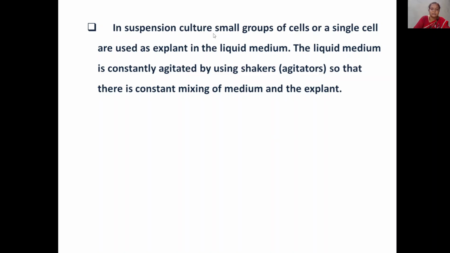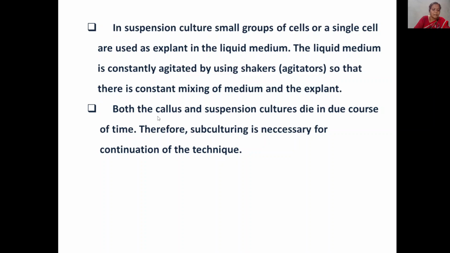In suspension culture, small groups of cells or a single cell are used as explant in the liquid medium. The liquid medium is constantly agitated by using shakers, that is agitators, so that there is a constant mixing of the medium and the explant. Both the callus and suspension cultures die in due course of time. Therefore, subculturing is necessary for continuation of the technique. Both need periodic subculturing.